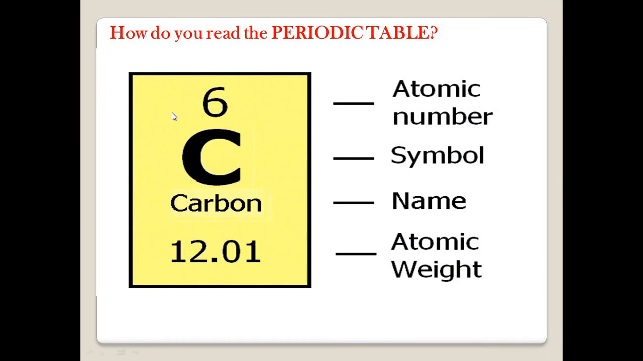In this, it is indicated the carbon: here is a 6 number, here is a carbon word and 12.01 number. What are these four? The first, 6, is the atomic number of carbon. This C is the symbol of carbon and carbon is the name, and the last, 12.01, is the atomic weight of carbon. This can be read by our periodic table.